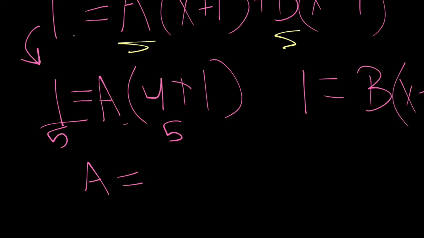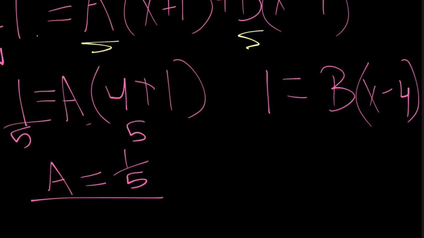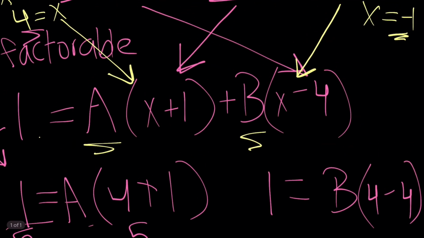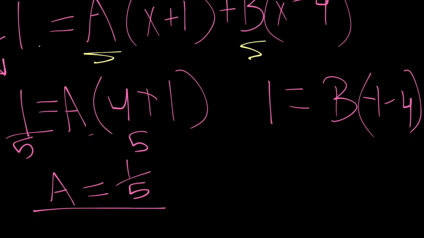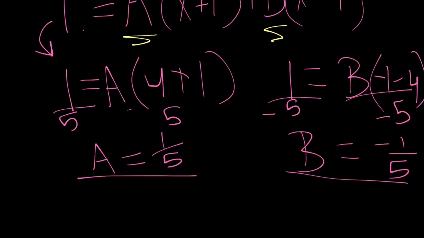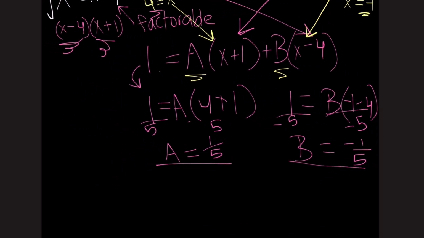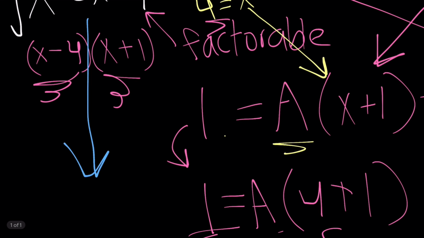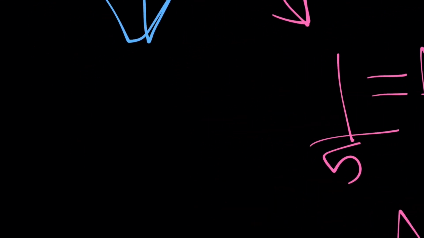So A is going to equal 1 over 5. And over here, for x, we're going to be plugging in negative 1. So negative 1 minus 4 is negative 5, and we're dividing that on both sides. So B is going to equal negative 1/5. And now that we solved for A and B, it will help us integrate everything much easier. I'm just going to take my blue pen, put this arrow here, and rewrite the equation much smaller so it's easier to read.